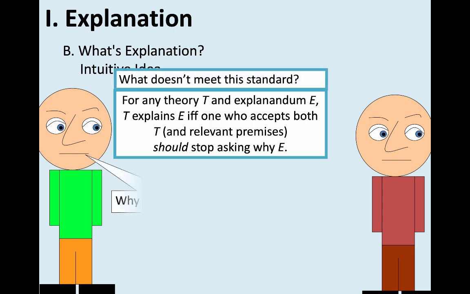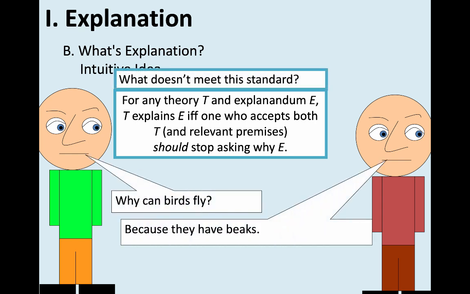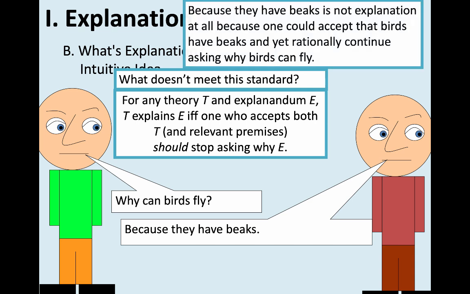Let's look at a contrast. Suppose somebody says, why can birds fly? And this person says, because they have beaks. Well, green can perfectly reasonably say, yes, I agree that they have beaks, but that doesn't answer my question. Why can birds fly? So green can say, yes, I agree with your theory, and then repeat the explanandum and say why. That's perfectly rational. And that's a sign that because they have beaks doesn't explain why birds can fly.